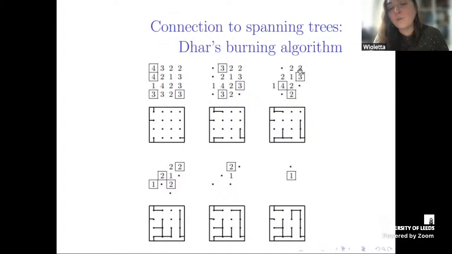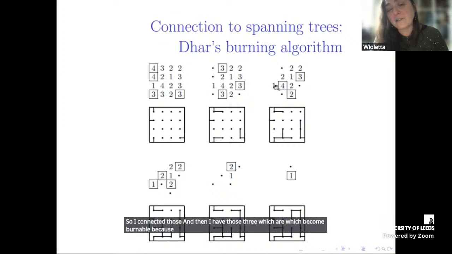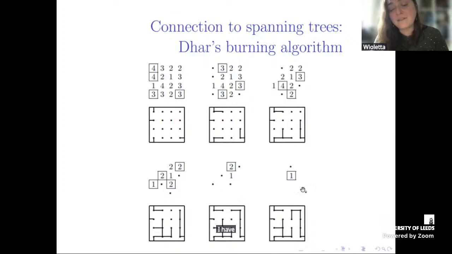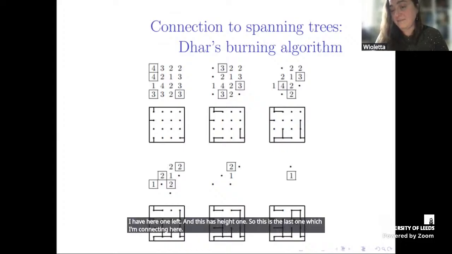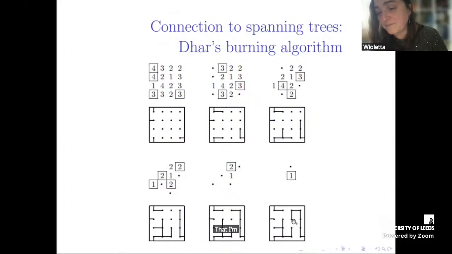And then I have those three which become burnable, because here this one has height 4, has degree 3, this one has degree 1 and height 2 and 3, etc. So I continue until I have one left here, and this has height 1. So this is the last one which I'm connecting here. Then I obtain a spanning tree.